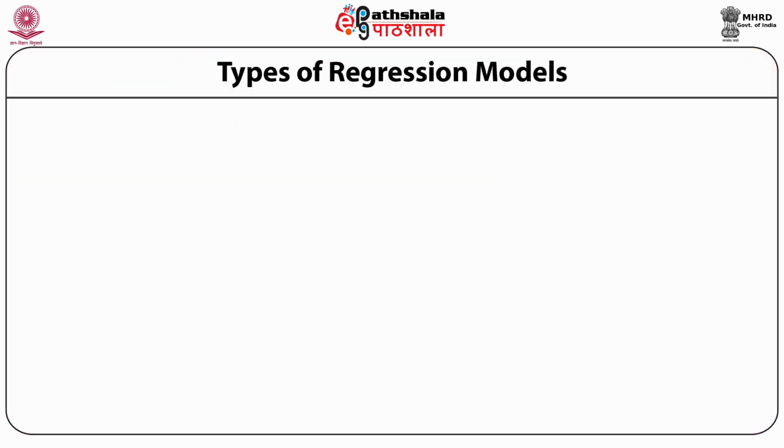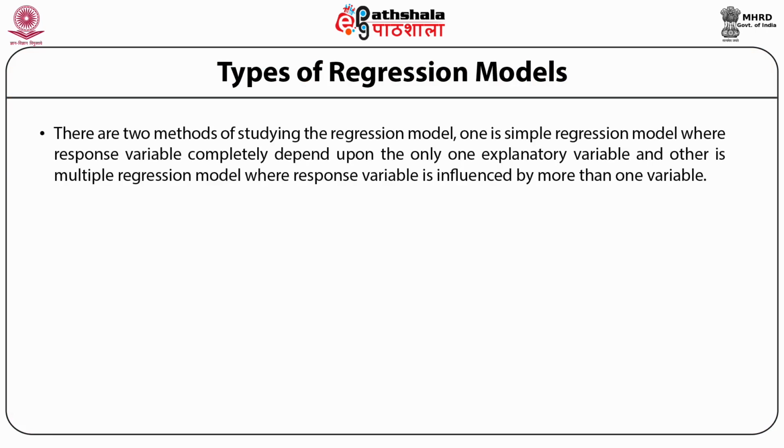Now we will discuss the types of regression models. There are two methods of studying the regression model. One is the simple regression model, where the response variable depends completely upon only one explanatory variable, and the other is the multiple regression model, where the response variable is influenced by more than one variable.